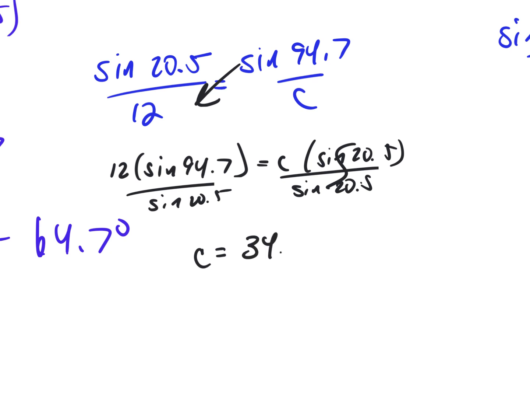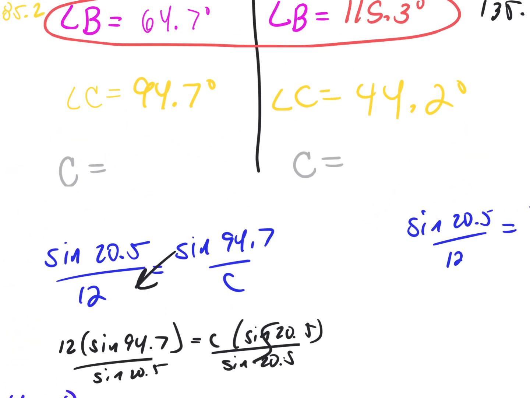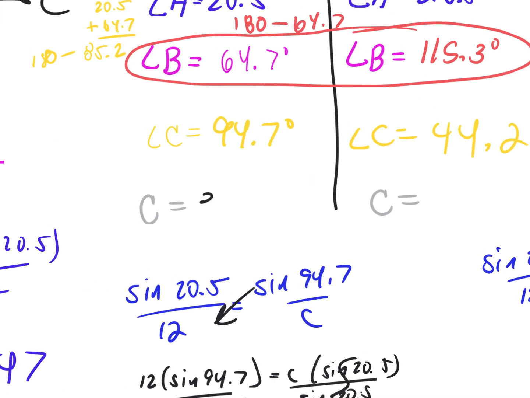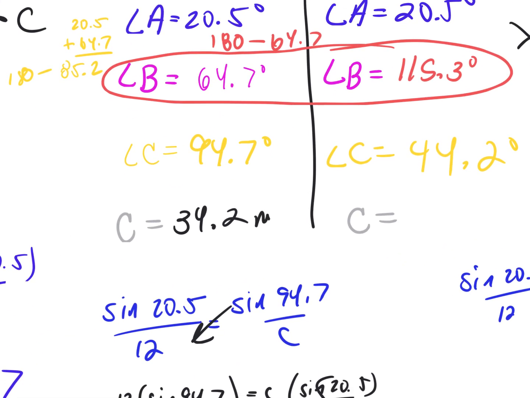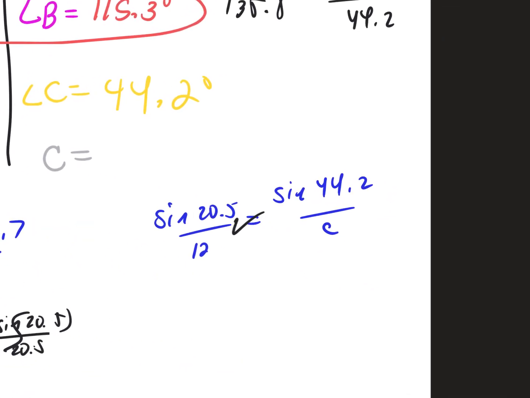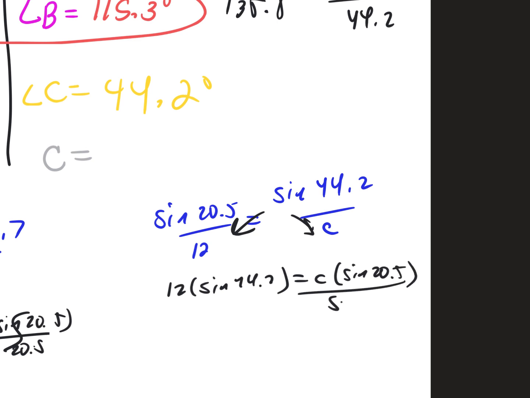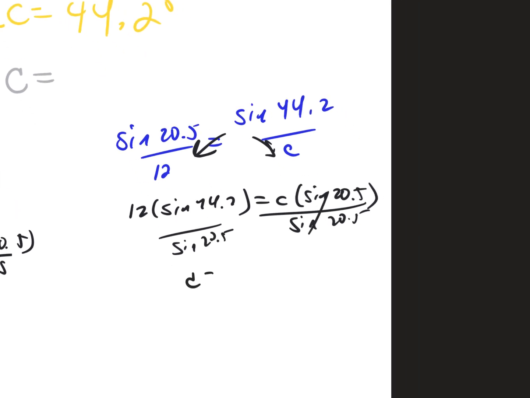You guys agree with 34.2? Okay. So 34.2. And what are we measuring in? Meters. And then in triangle 2, we're going to do the same thing. Cross multiply. So 12 times the sine of 44.2 equals C times the sine of 20.5. Divide both sides by sine 20.5. And how long is C in the second triangle?